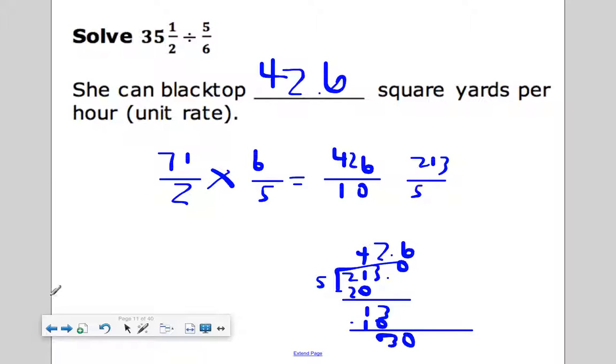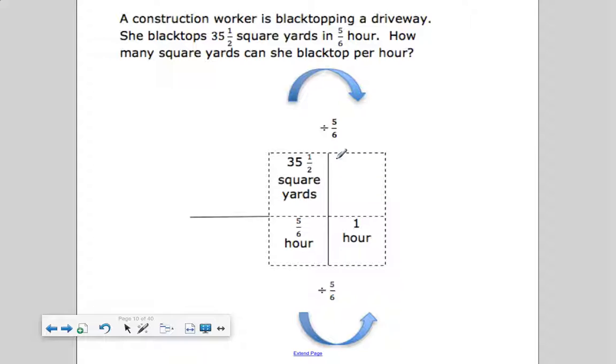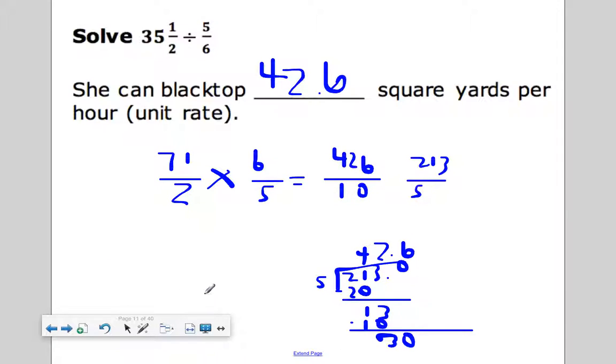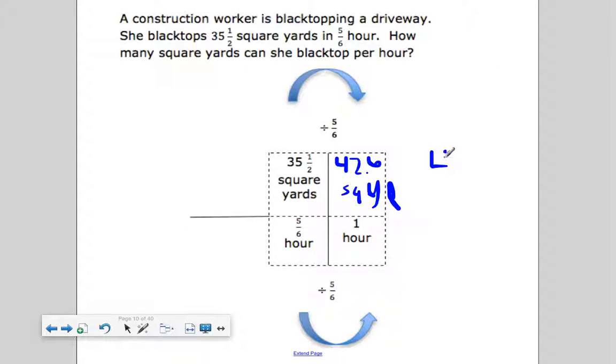Each hour, 1 hour. Let's go back to here and rewrite it here. So she can do 42.6 square yards. If you would like to leave it in fractional, a mixed number form, it could be, let's go back here, 42 6/10, which simplified is 42 3/5, if that is what you prefer. So that's how you solve a complex fraction.